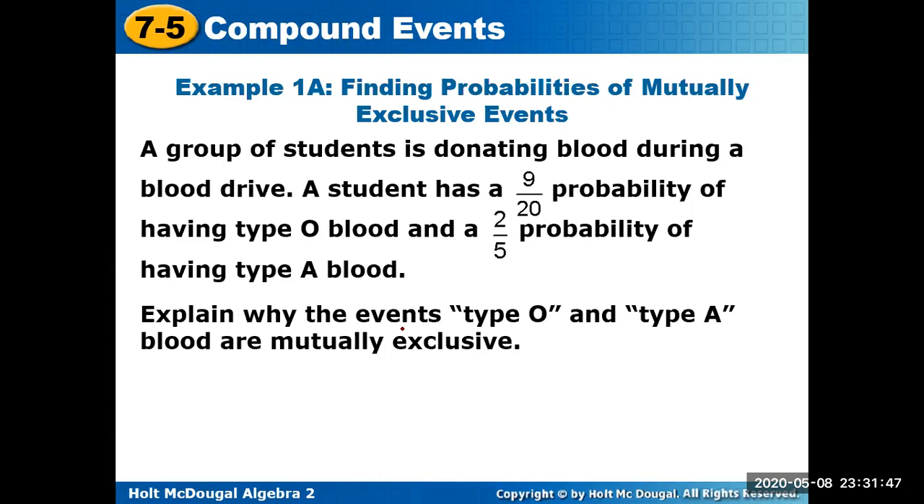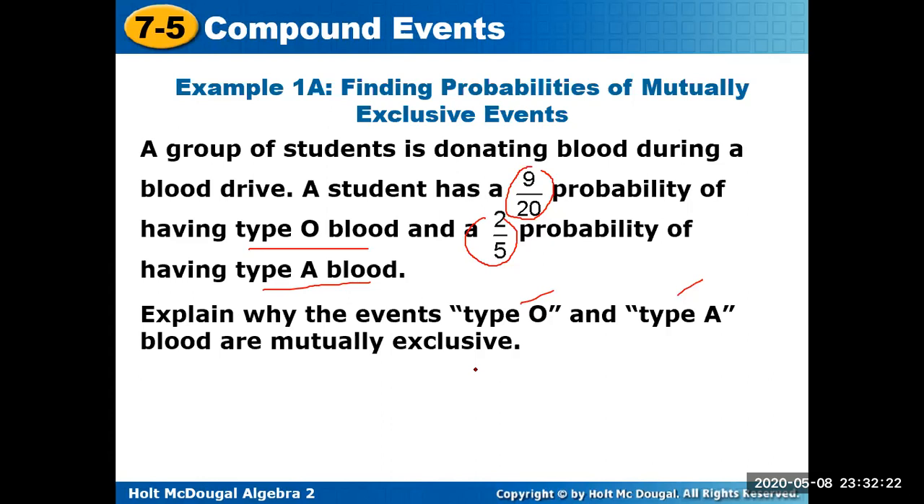Now let's solve an example question. A group of students is donating blood during a blood drive. A student has a 9 out of 20 probability of having type O blood and a 2 over 5 probability of having type A blood. So 9 over 20 for type O blood and 2 over 5 for type A blood. Explain why the events type O and type A blood are mutually exclusive.